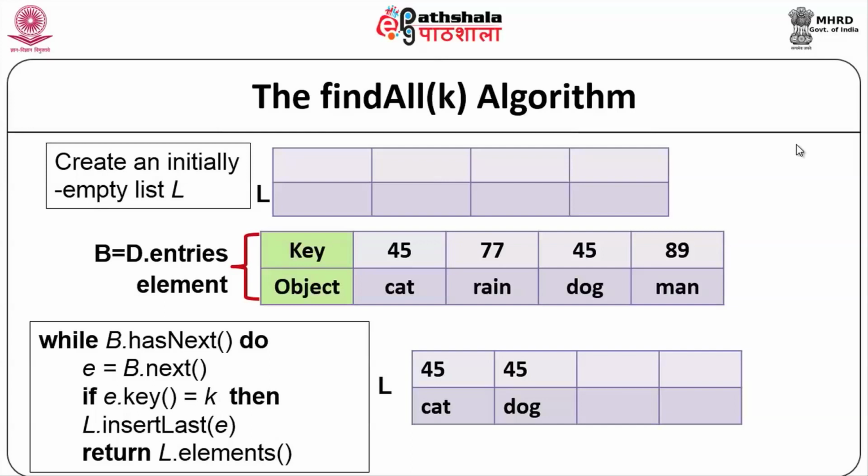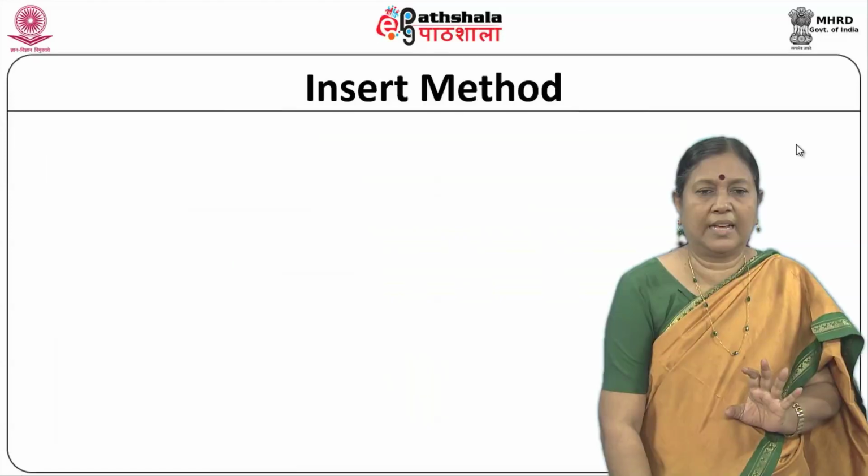You start with the first one, that is 45, the key you want, and then you keep doing this while there are elements in the list, because you do not know where it will be; it can be anywhere. So, you start with 45 and cat, and then keep iterating till you find another 45 and then dog. The if is to check whether the key is what you want, the while is to go through the complete list, and L will be returned. So, this is the findAll k algorithm.